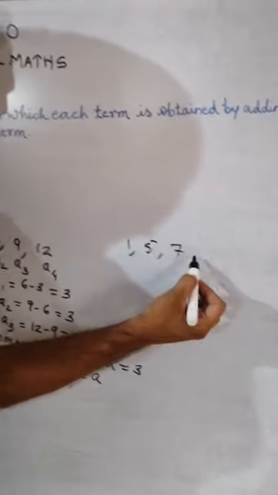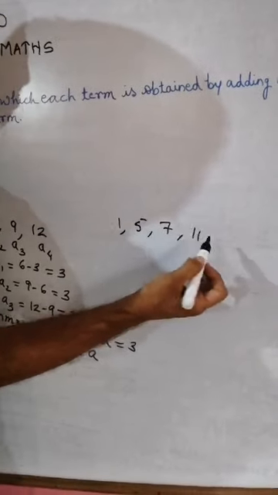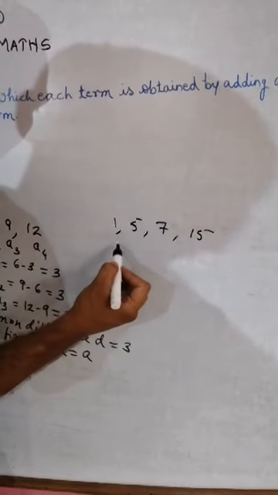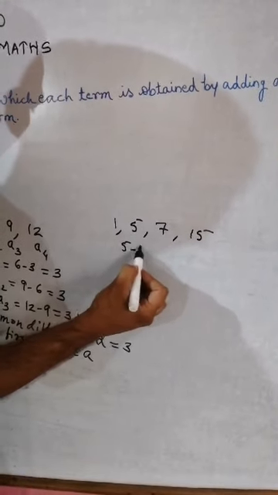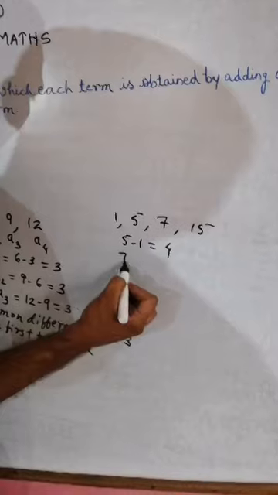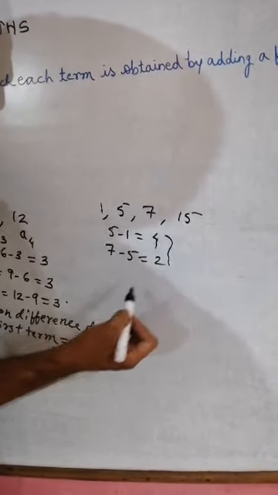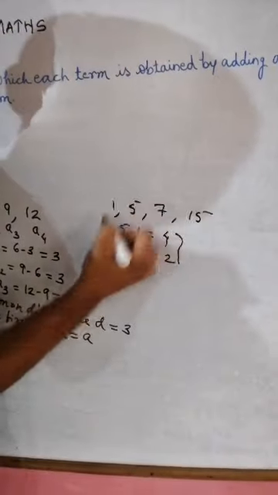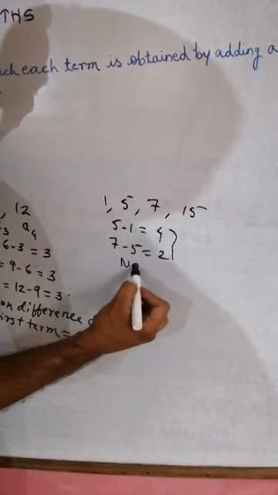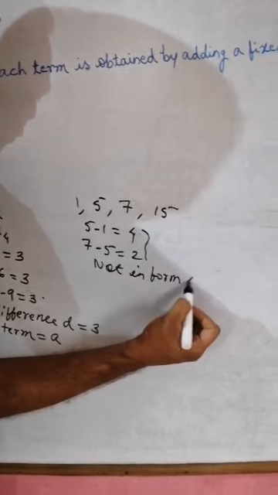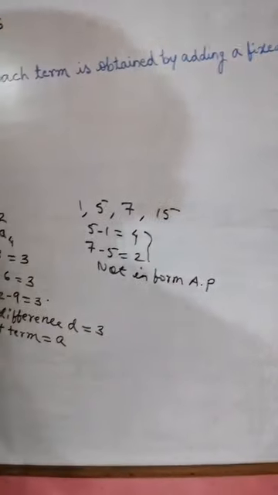Now I take one more example, 1, 5, 7 and 15. Here, you can see if I subtract 5 minus 1, the answer will be 4. 7 minus 5, the answer will be 2. So here the difference is not the same. So these numbers are not in the form of an AP, because the common difference is not the same.